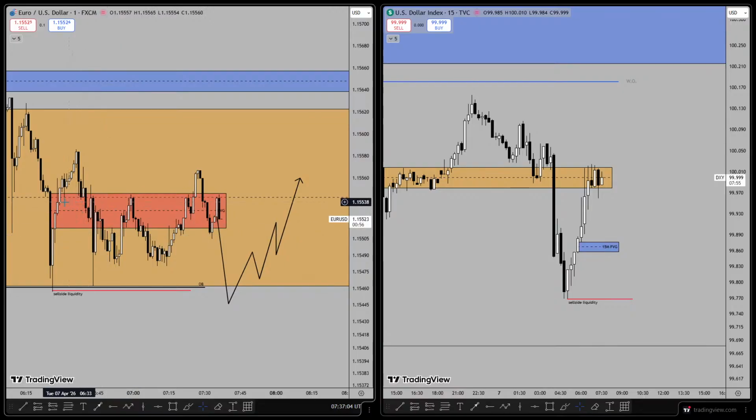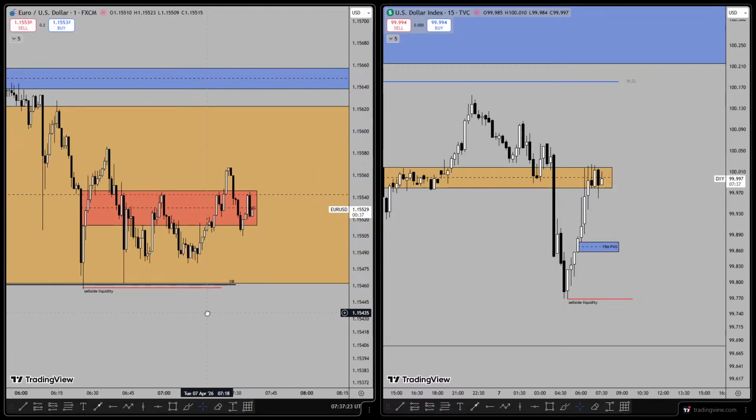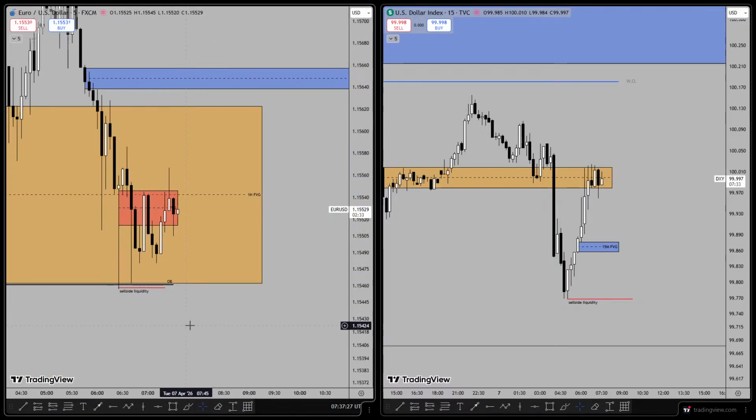because price has been ranging within the range of the 1 minute fair value gap, within the range of the 1 minute inverted fair value gap. So a run below price to run the sell side liquidity is still a great idea. Let's look at the 5 minute.